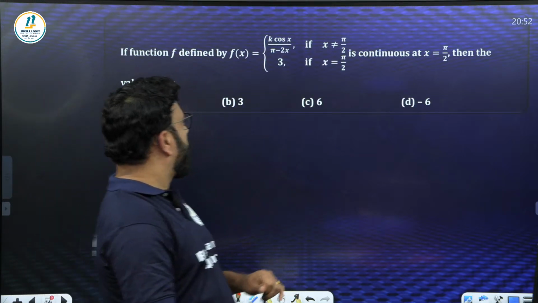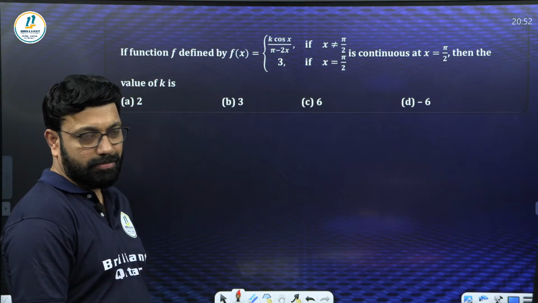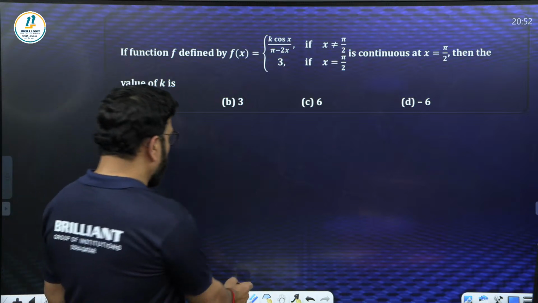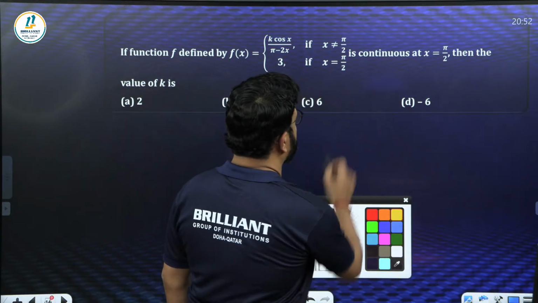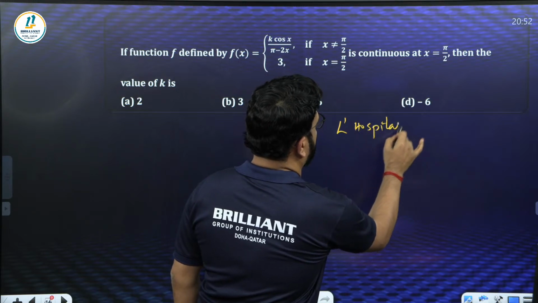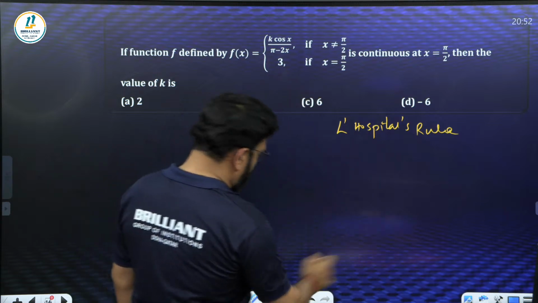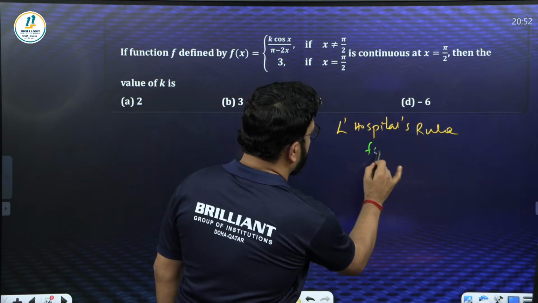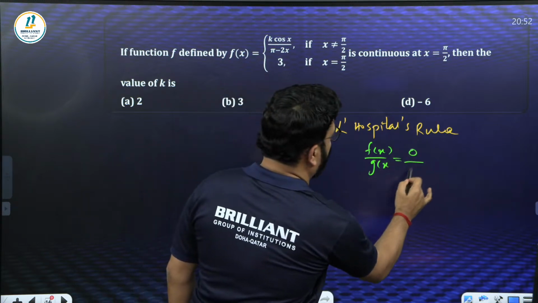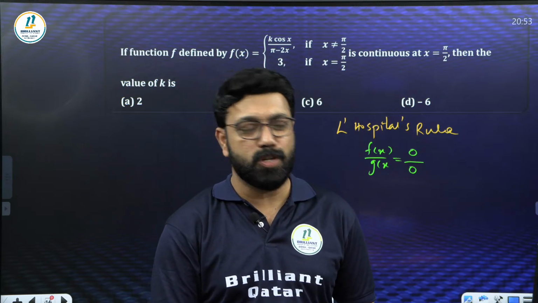A function is defined by f of x equals k cos x by pi minus 2x, if x is not equal to pi by 2. So LHL, RHL, same idea. But how can we check that? We can use another shortcut method, L'Hospital's rule. What is L'Hospital's rule? If the function f of x by g of x comes in the 0 by 0 indeterminate form, we can apply L'Hospital's rule.